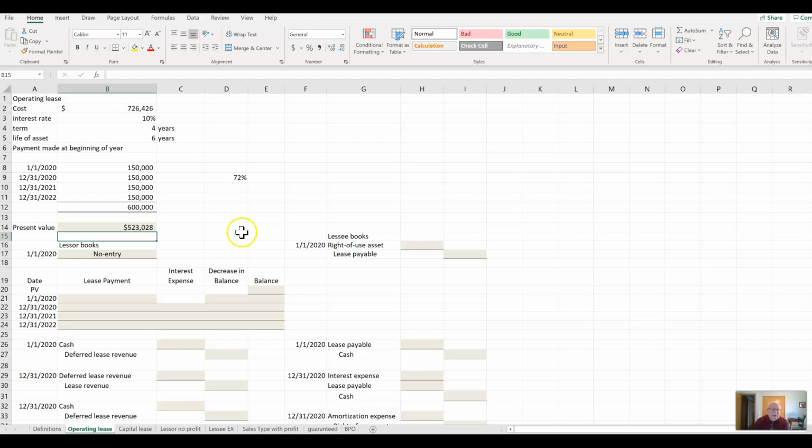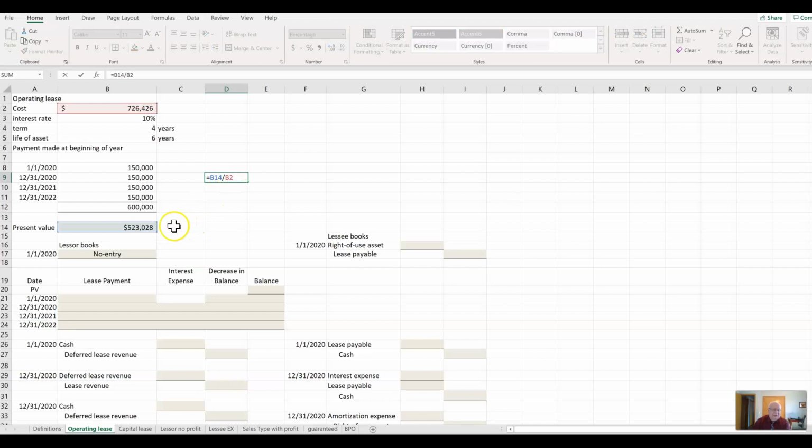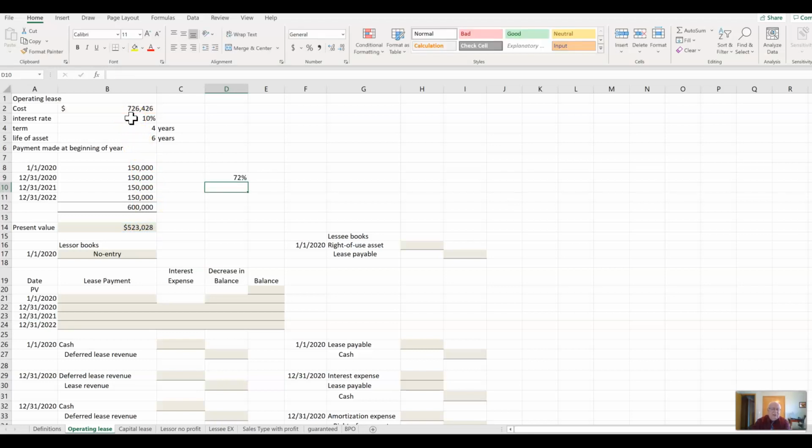Okay, so the present value then is $523,028, and here I already have it calculated out. I'll double click so you can see what I did. I took $523,028 divided by the cost of $726,426, and when you did that, it found it was 72%. So that is less than the 90% criteria that's recommended. Okay, so then we can do our first entry here.